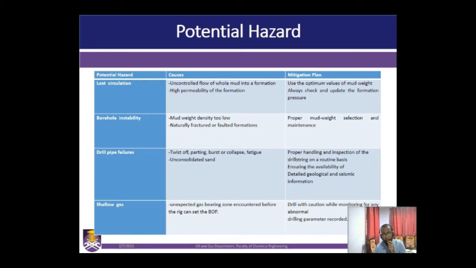Second, borehole instability, mud weight density too low, natural fracture or faulted formation. We must use the proper mud weight selection and maintenance. Drill pipe failure, twist off, parting, burst or collapse. Another cause is the unconsolidated sand, and the mitigation plan is proper handling and inspection of the drilling string on a routine basis, ensuring the availability of the detailed geological and seismic information.